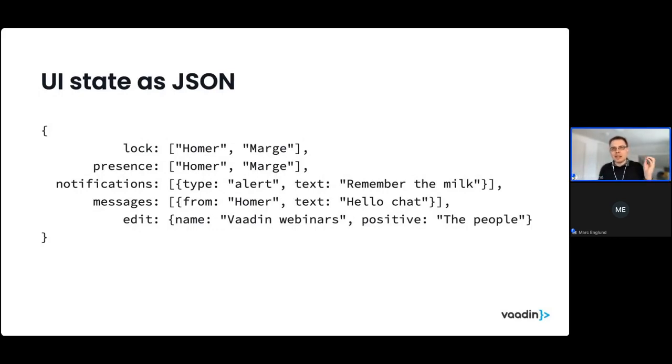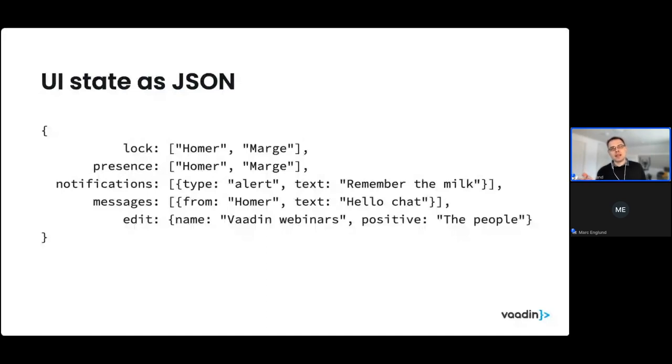Notifications, that's a list of objects where each object describes one notification. Messages for a chat, that's again just a list of objects with each object representing a chat message. Editing, you've got a slightly simplified case, but it's an object where each field that you can edit has its own value. And if you want to track focus and so on, then it's just a more complex object that contains the value and who has it focused right now.